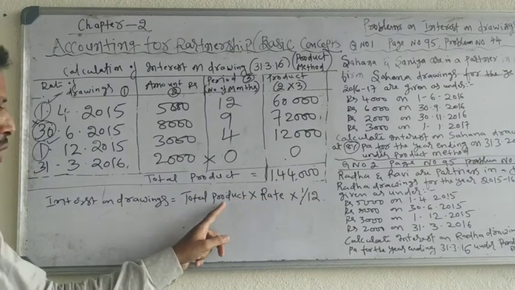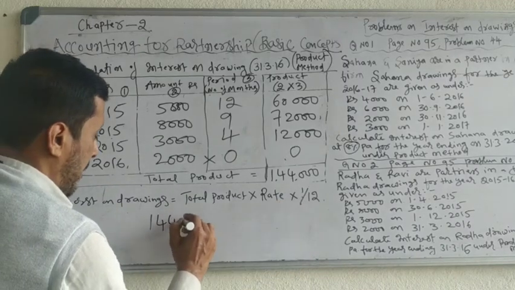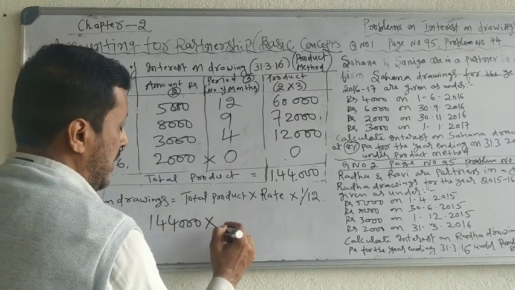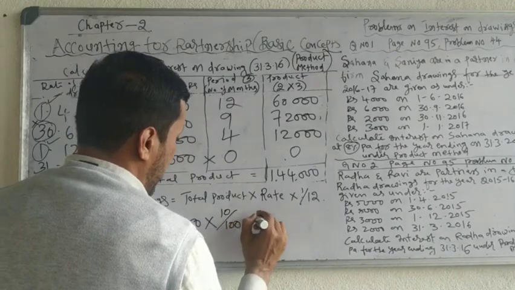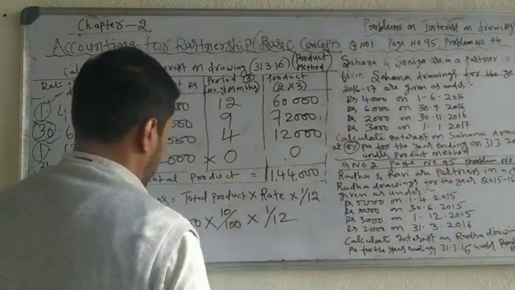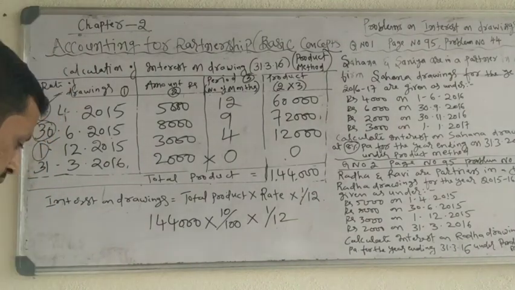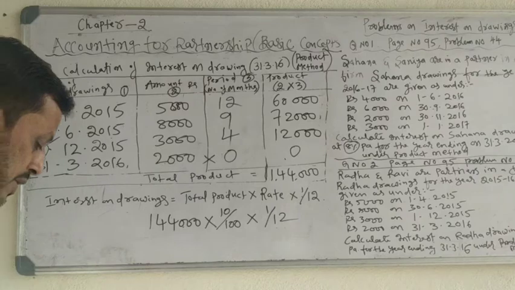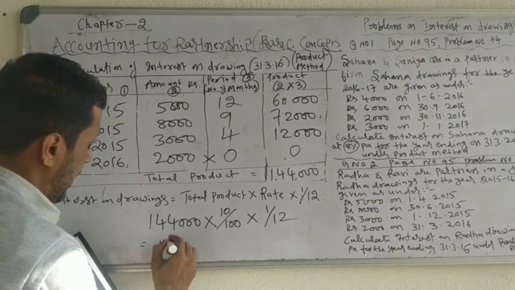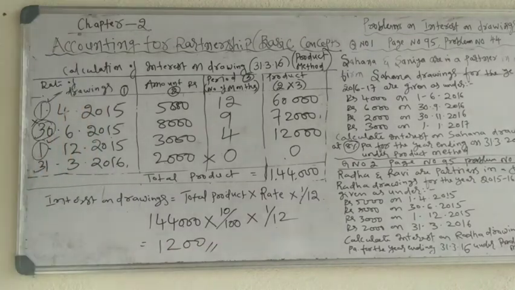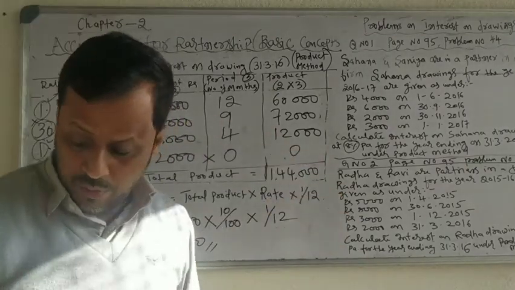Interest on drawings equals total product into rate into 1/12. Total product is 1,44,000 into rate, it is given as 10%, 10/100, into 1/12. See how much it comes? 1,44,000 into 10% divided by 12. 1,200 is the interest on drawings. Okay, these are the problems you have to practice.